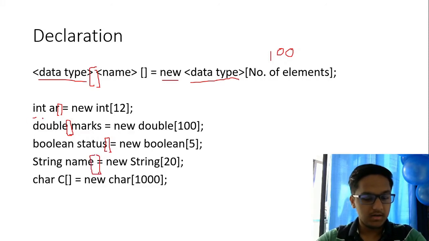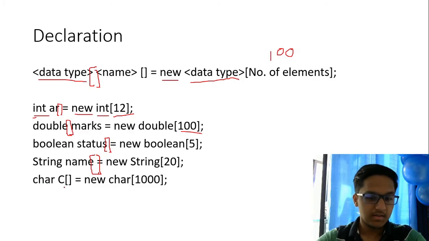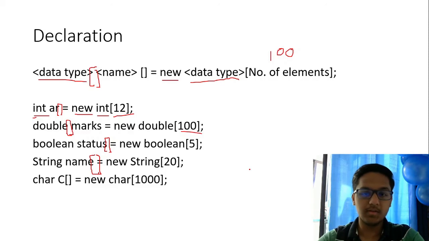So int AR, that's the data type, which should be the same as over here. AR is the name of the particular array. It can be any name, and should follow the identifier rules. Open square brackets, close square brackets, is equal to new keyword and 12. In this case, we want 12 elements. Same for double marks is equal to new double 100, so this has 100 elements. The boolean one has 5 elements, the String one has 20 elements, and the character one has 1000 elements. There can be as many elements as possible, but it should remain within the limit of the data type.